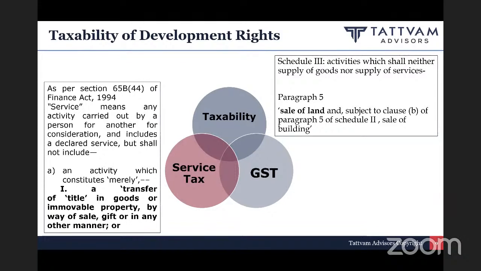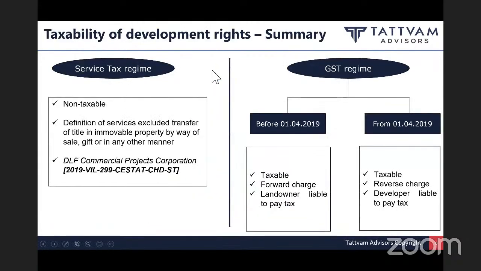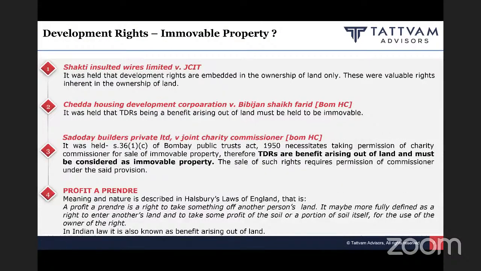So if an agreement is entered before 1/7/2017, and the landowner is transferring development rights to the developer, is there a service tax implication? For this we refer to the service definition, which specifically excludes transfer of title in immovable property by way of sale or gift or in any other manner. Friends, we have already discussed that development right is nothing but an intangible immovable property. Immovable property can be tangible or intangible. Intangible immovable property means benefits arising out of land, like development rights, like leasehold rights, etc.